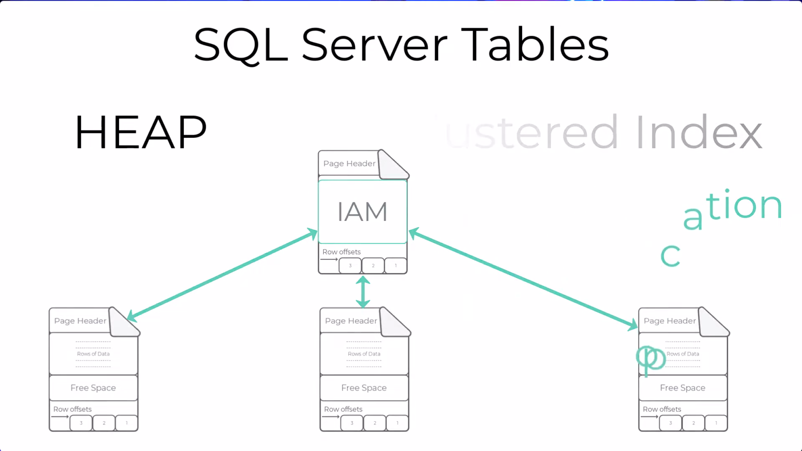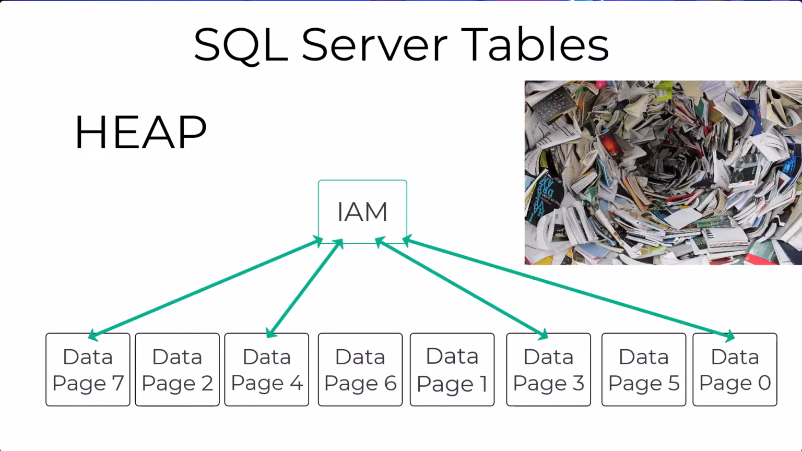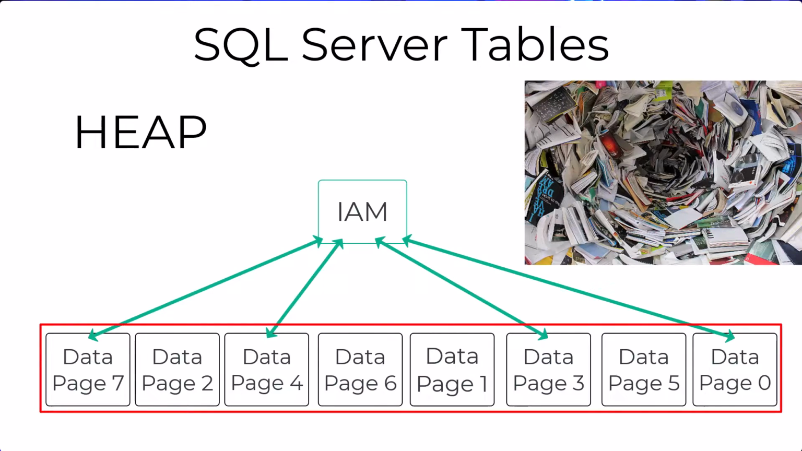So heaps are an unordered set of pages connected by index allocation maps. Think of it like a really, really messy desk. Heaps are great for fast loading of data because they have very little overhead. You just slam the data in and it puts it wherever it needs to go, like plopping papers on a desk. However, every time we want to read from a heap, we have to scan the entire structure. Imagine I've got a really thick book and I want to find one particular concept. I'm scanning through the whole thing every single time.